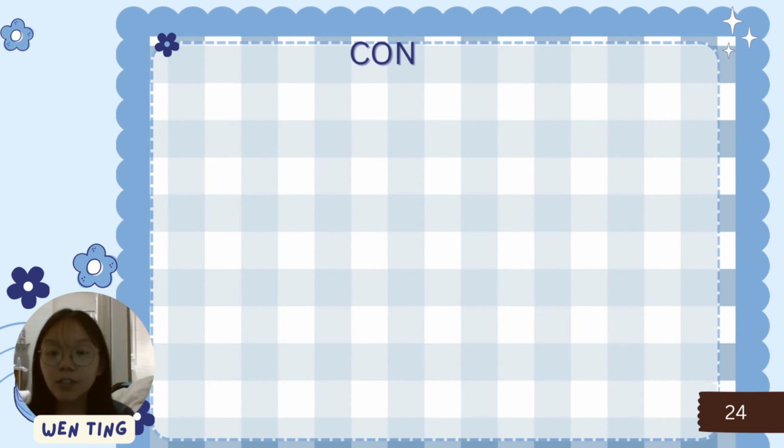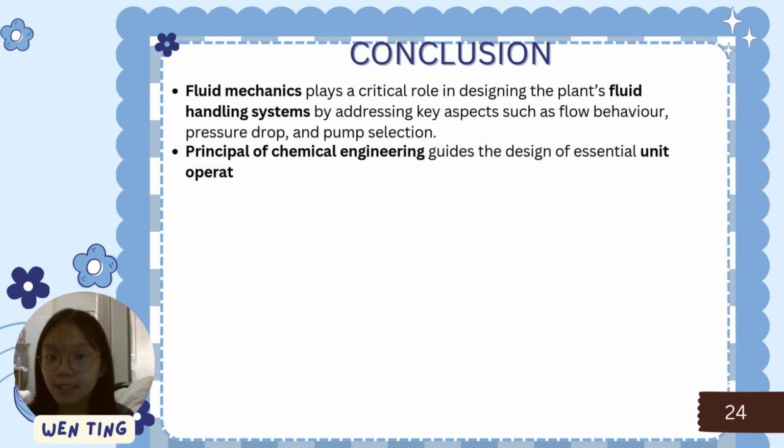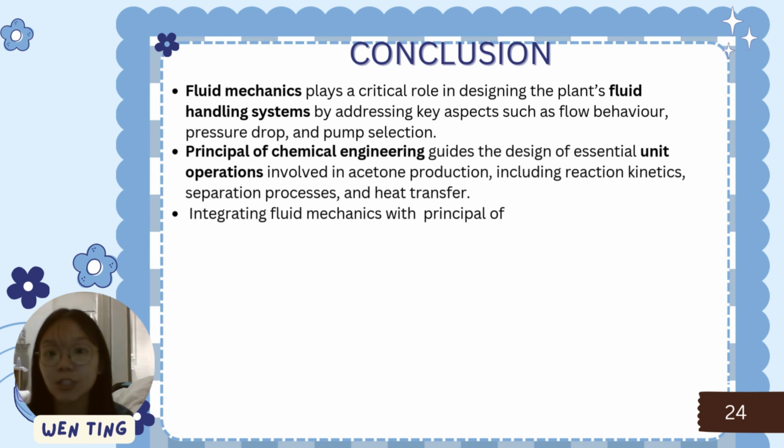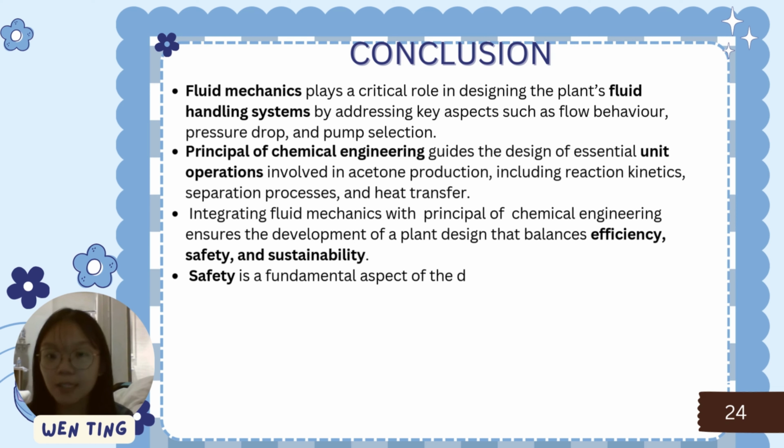So in conclusion, fluid mechanics plays a significant role in designing the plant's fluid handling system by addressing key aspects such as flow behavior, pressure drop, and pump selection. What's more is that the principles of chemical engineering also guide the design of the essential unit operations. So we need to integrate fluid mechanics with the principles of chemical engineering to ensure that our plant design is efficient, safe, and sustainable.